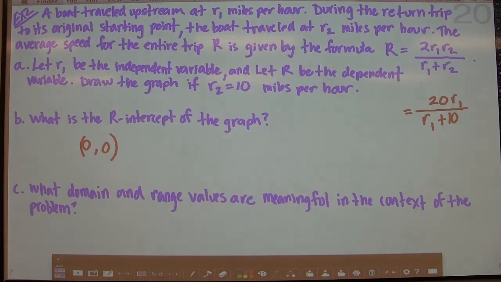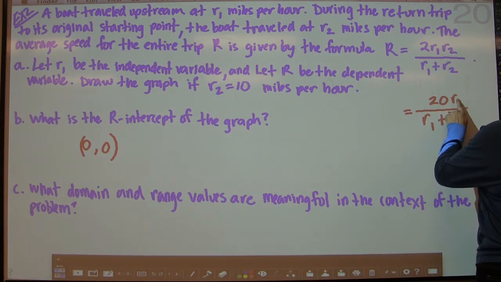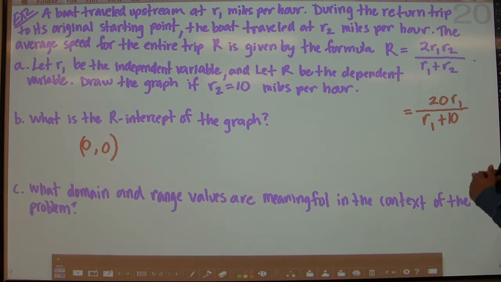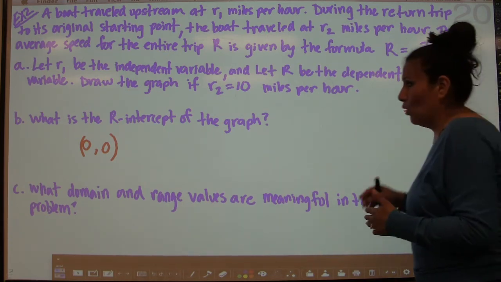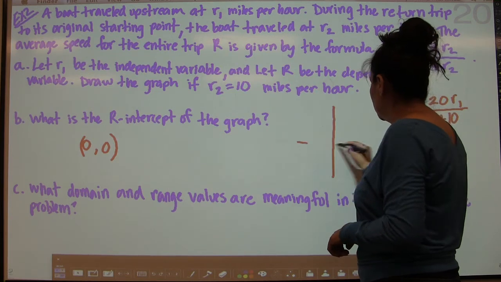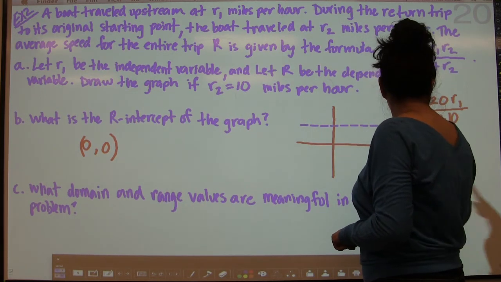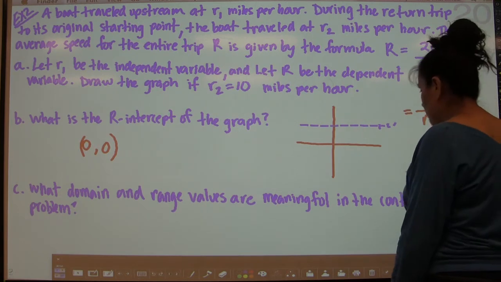And then part C says, what domain and range values are meaningful in the context of the problem? You can actually see what the graph of this looks like on page 555 in your textbook. But basically, because the variable here has the same exponent, this is r sub 1 to the 1 power, r sub 1 to the 1 power, the horizontal asymptote is going to be the ratio of the coefficients, the ratio of 20 divided by 1, or basically 20. That means this graph is going to have a horizontal asymptote of 20. So if you were going to graph it very loosely, you're going to have a horizontal asymptote at 20.